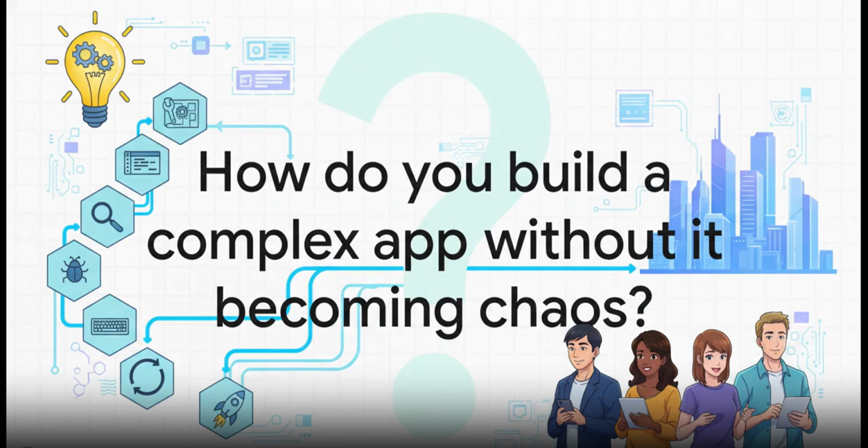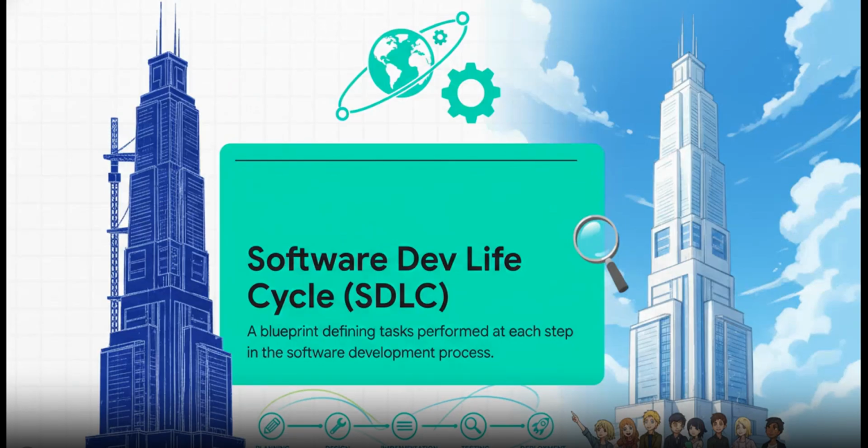The answer is you need a master plan, a really solid, structured approach that takes a project from just an idea, maybe scribbled on a napkin, all the way to a global launch and everything that comes after. And that plan is called a Software Development Lifecycle, or SDLC. The best way to think about it is like the architectural blueprint for a massive skyscraper. It gives you the structure, the phases, all the rules you need to build something incredibly complex and not have the whole thing fall down.